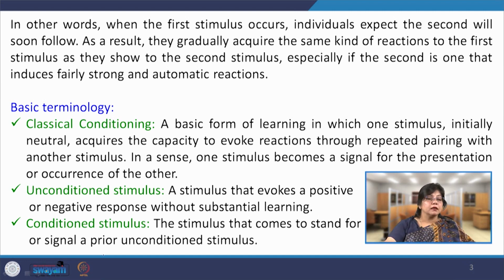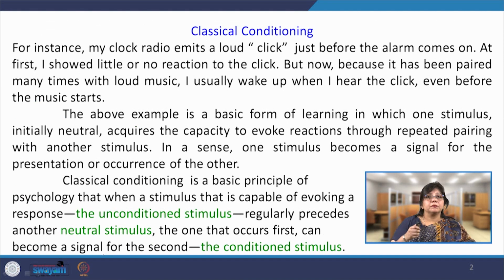Now, in this conditioning process, an unconditioned stimulus is a stimulus that evokes a positive or negative response without substantial learning. In the example, if I go back to the slide, after the click there is the sound of the alarm. No manipulation has been done in the sound of the alarm, and the person knows that I have to get up on this sound. So, no manipulation is done, it is a simple learning of the procedure that with this alarm I have to get up from the bed.